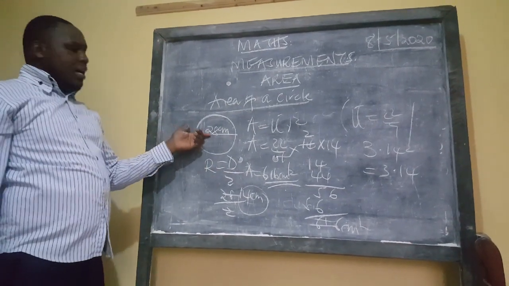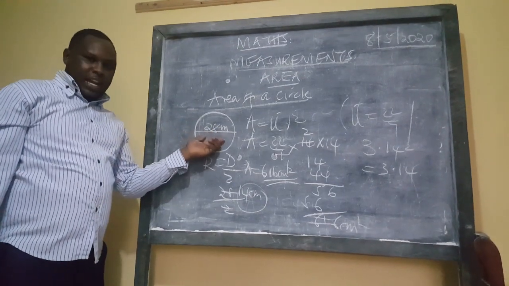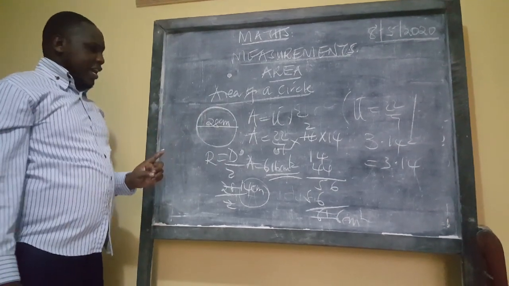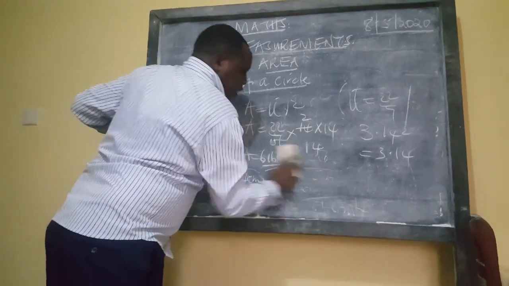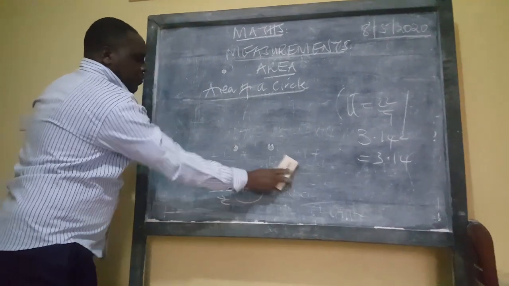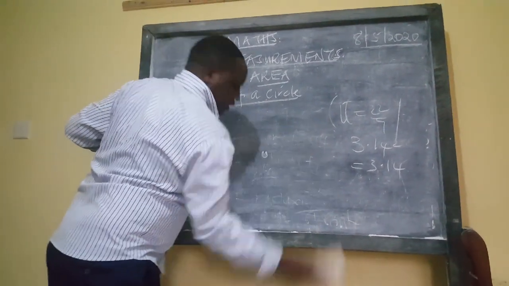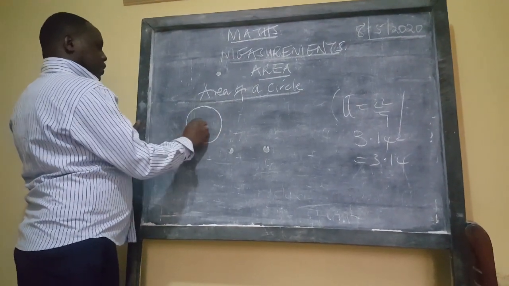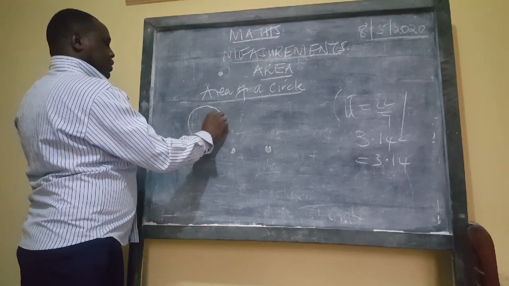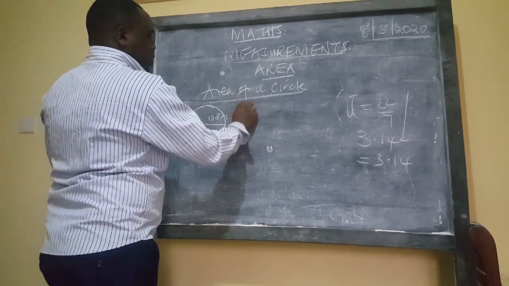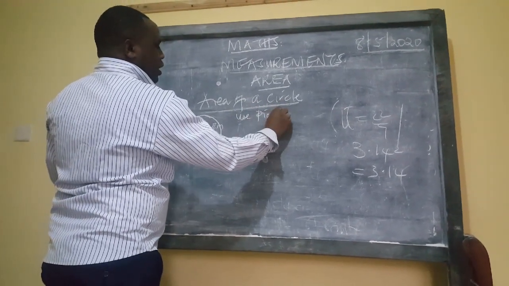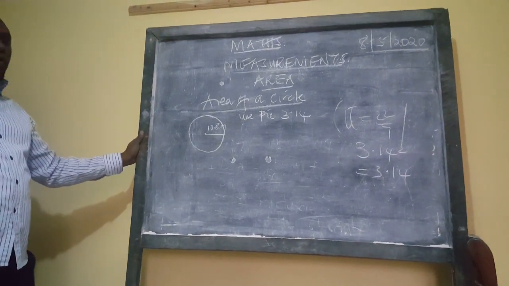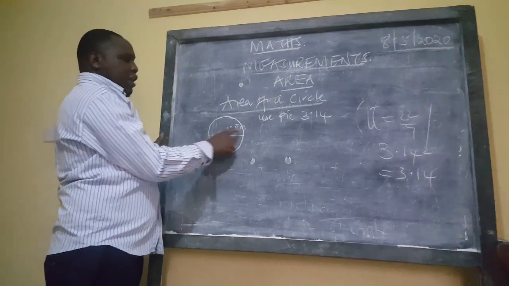When you're given a diameter and you are required to calculate area, you're going to look for that radius to be able to calculate area. Let me give the last example before I move to a different type of circle. Given a circle whose radius is 10.5 centimeters, and you are told to use pi as 3.14.